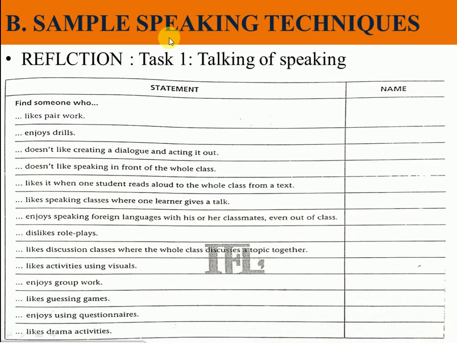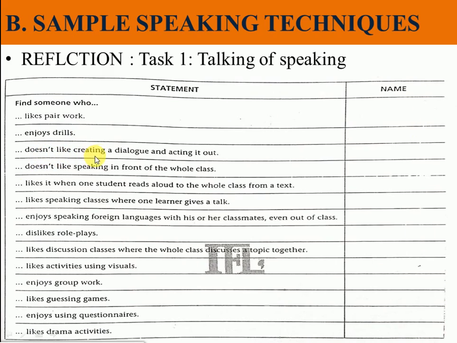Okay, here are some examples of the techniques. Task 1 is a kind of classroom performance technique. We can ask students to use this table of information to ask their classmates, for example, find someone who likes pair work and enjoys doing it. You can ask the student to do that survey and write the name.